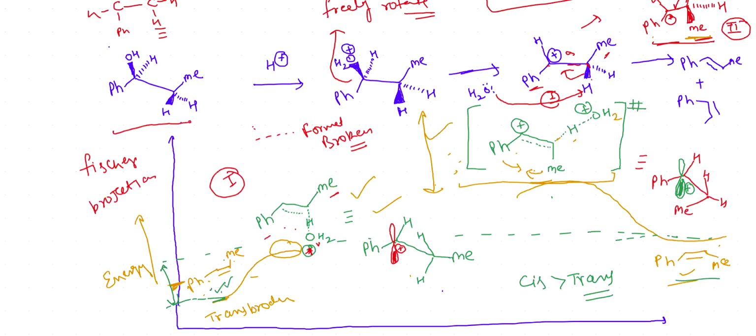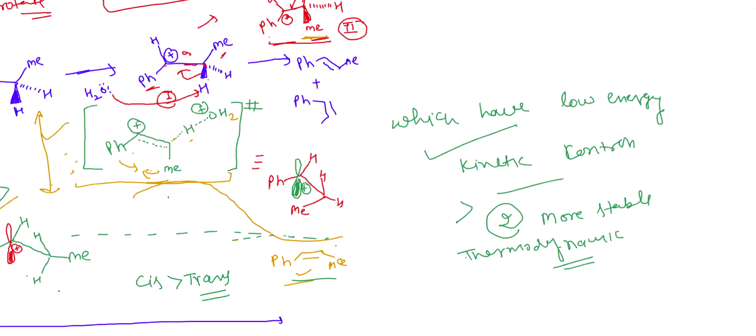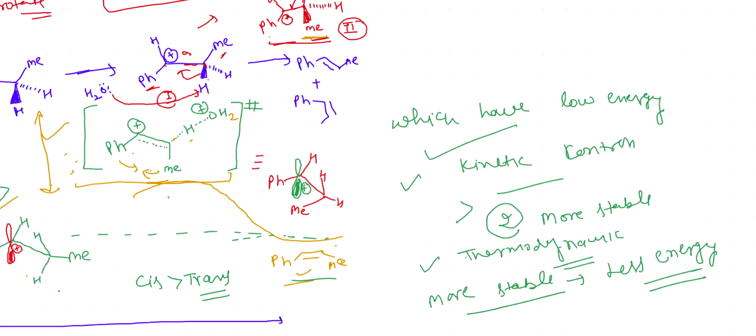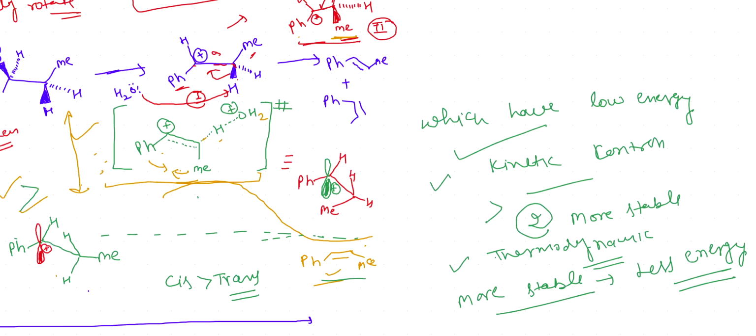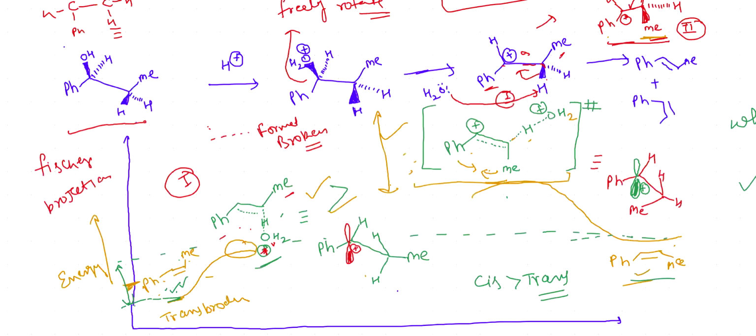Here is the factor of kinetic control. The energy of this transition state is less as compared to this, so this is more stable. That's why E1 elimination reactions favor the products which are kinetically and thermodynamically more stable. The more stable product means which has less energy. Less energy means more stability. So that's why E1 reactions form stereoselective products.